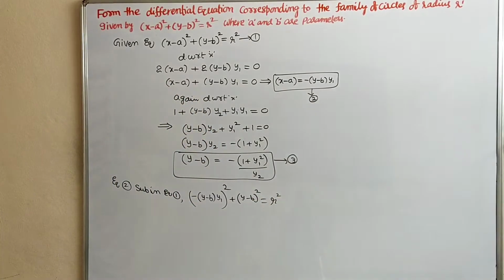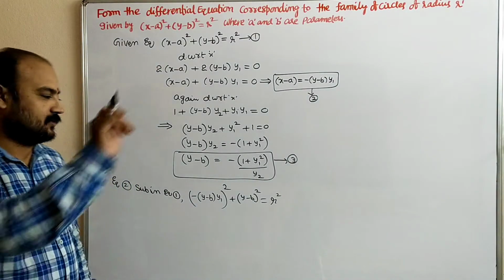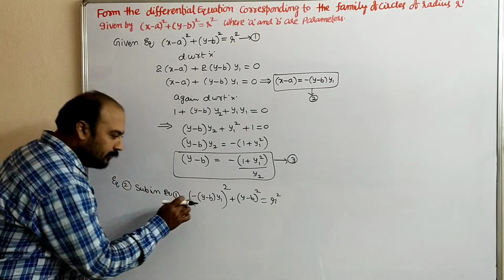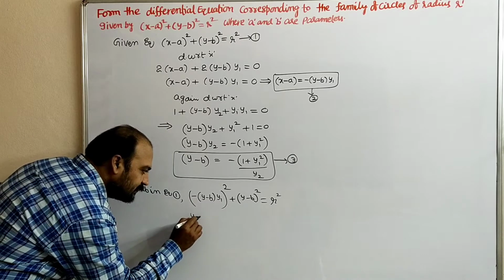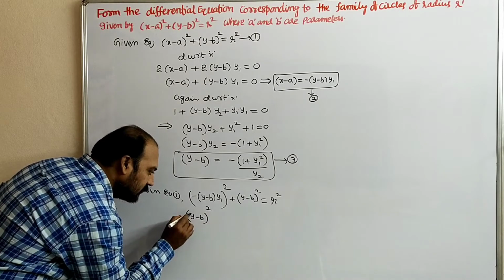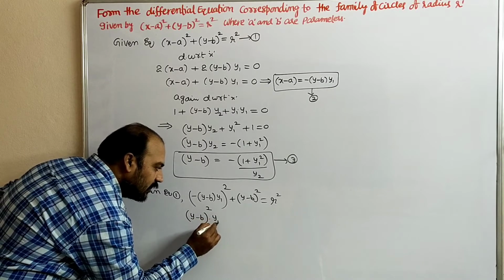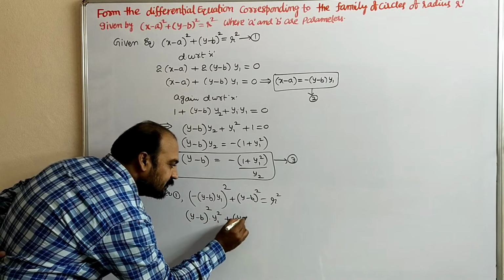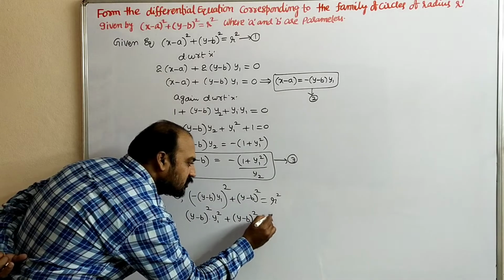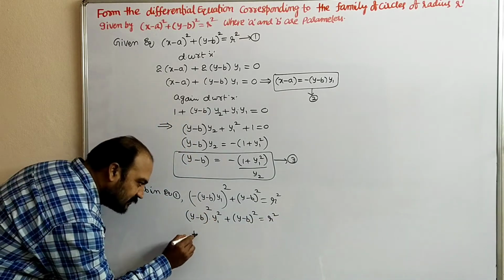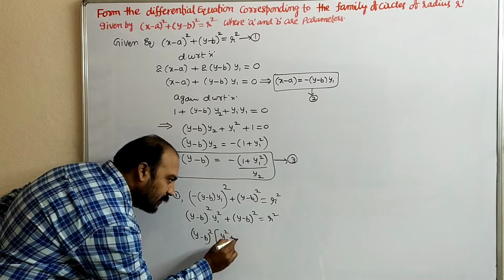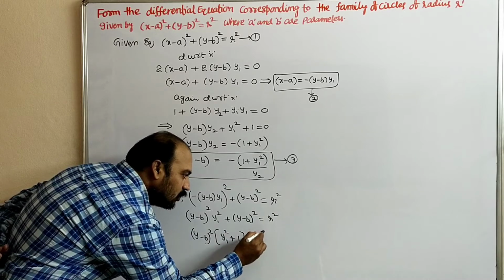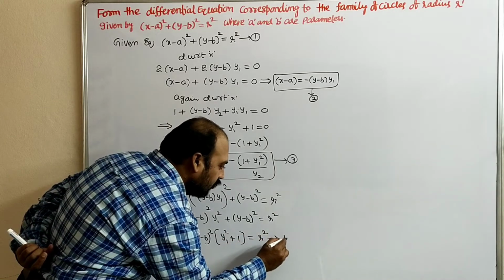Now see here, minus whole square will become plus. So it becomes y minus b whole square into y1 square plus y minus b whole square equal to r square. You take common y minus b whole square, and the rest of the terms, y1 square plus 1, is equal to r square. Put as equation number 4.